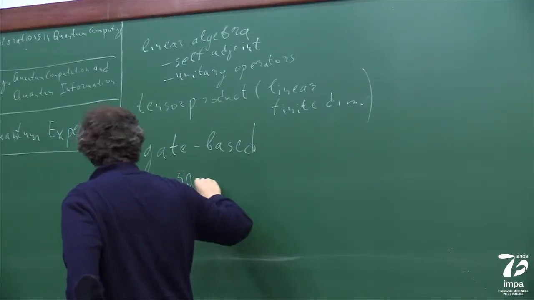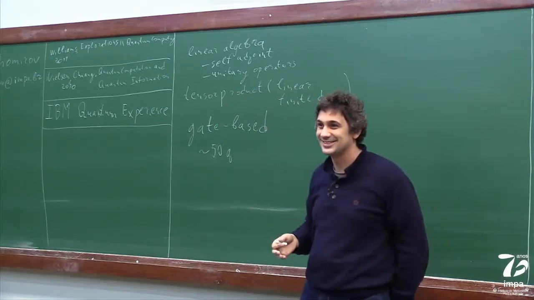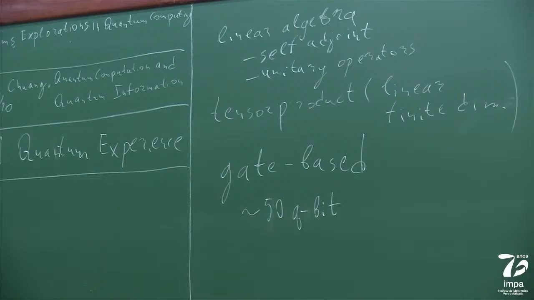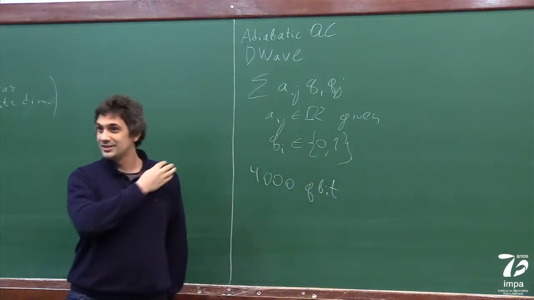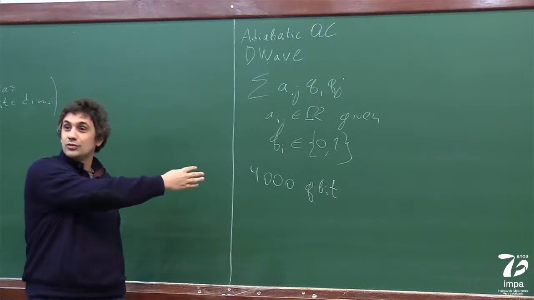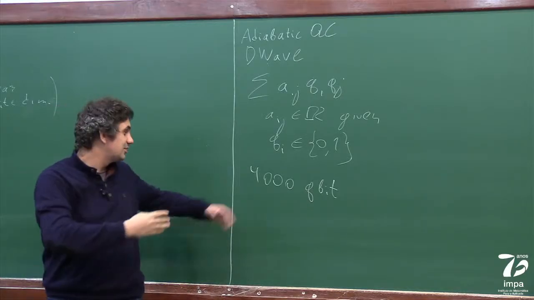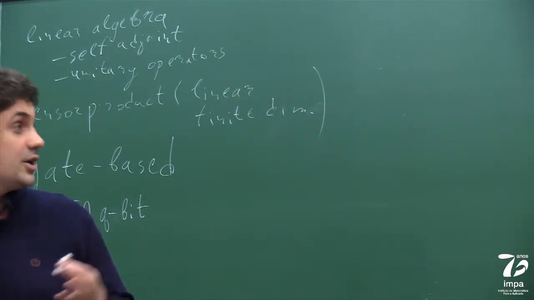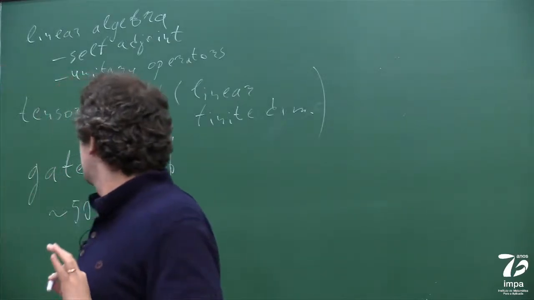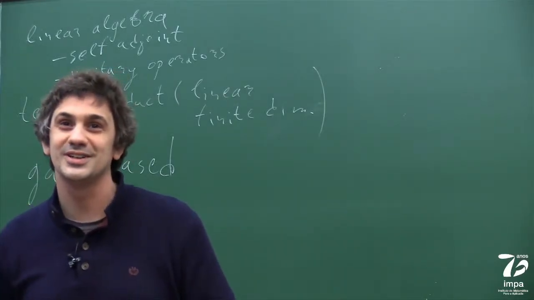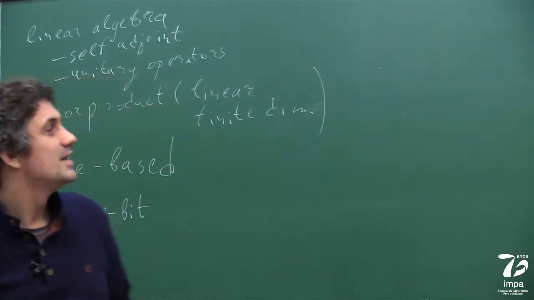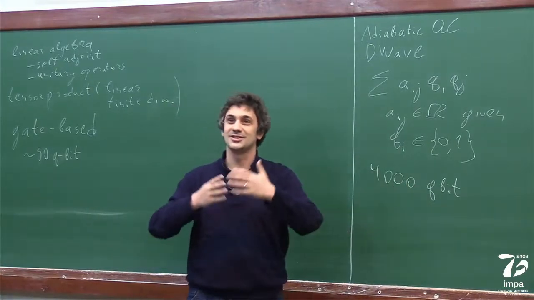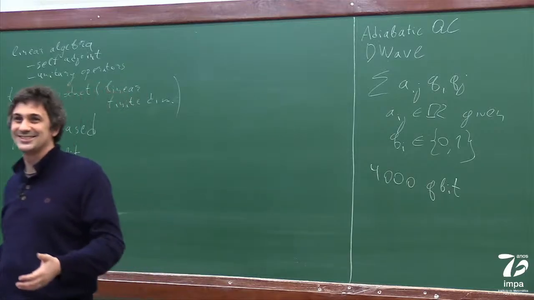To understand, those devices are of order, say, 50 qubits. I'm afraid to say an exact number because it is changing every month. And those are of order 4,000. This one can solve anything, while that one can solve only one particular problem, but its size is much bigger. It's serious stuff, but in both cases there are some tiny details inside which make it not as powerful as in the advertisement. I will not touch this in the course, but if you are interested, we can speak outside. We are both at IMPA, in the same corridors.